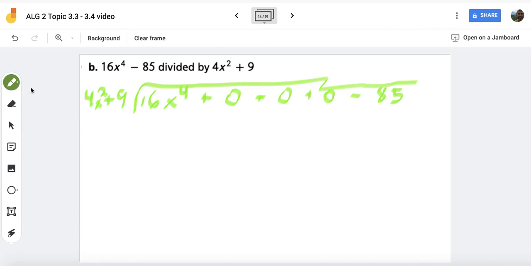Okay. First thing is to look at the coefficients, or I mean not the coefficient, but the leading terms. 16x to the fourth divided by 4x squared is 4x squared. This only has two terms here, so 1, 2 right here. 4x squared. If I multiply 4x squared times 4x squared, I'm going to get 16x to the fourth. I'm saving time by not writing it. 4x squared times 9 is positive 36x squared. Now we need to subtract, remember, so that actually comes out to a minus 36x squared.